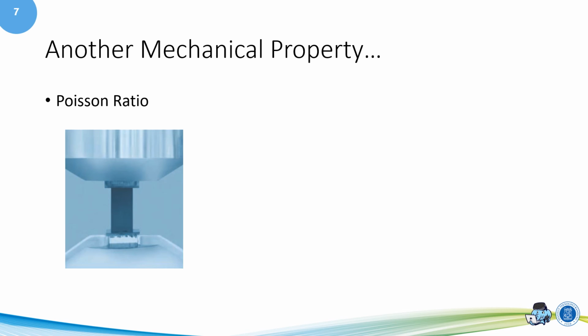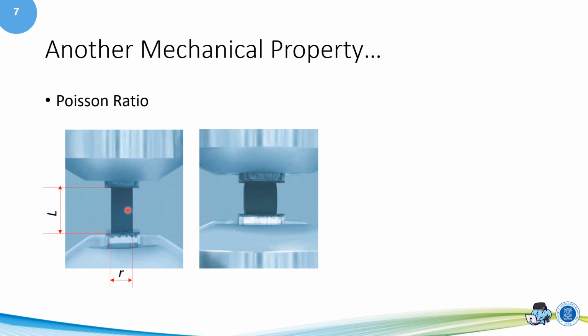Then we have the Poisson ratio. For example, a bar has the radius r in the lateral direction and original length L in the longitudinal direction. Then this bar is compressed. You can see the length will become shorter and in the lateral direction will become fatter. From here, we can find the strain in the longitudinal direction by this equation, that is delta over L. And then we can also find the strain in the lateral direction by using delta prime over r.